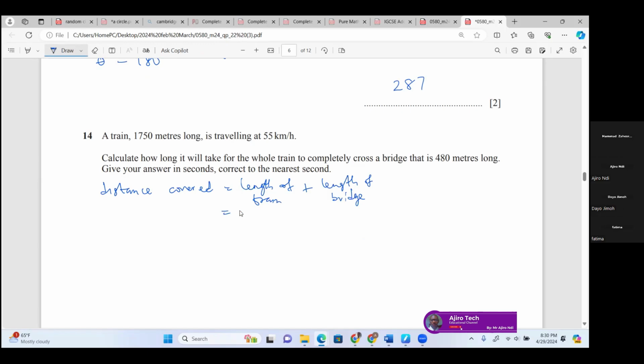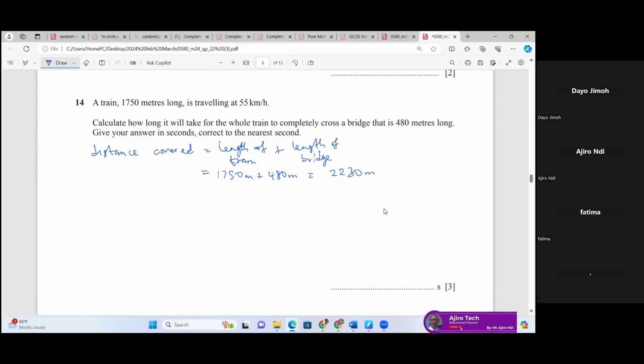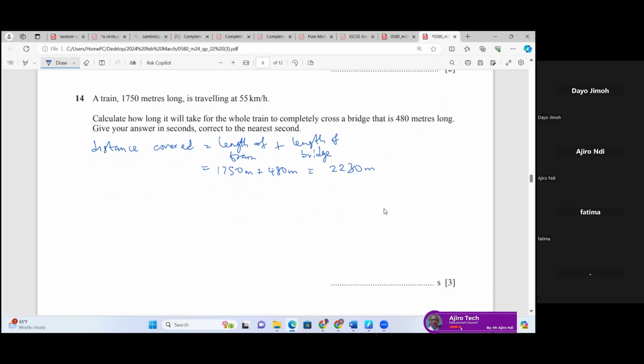So this should give us 1750 meters plus 480 meters, and then we're going to get something like 2230 meters. Okay. Now we're looking for how long is time, right? So how do you calculate time? If speed is distance over time, therefore, then time must be what? Distance over speed. What distance? 2230 meters. And what is speed? The speed is 55 kilometers per hour.